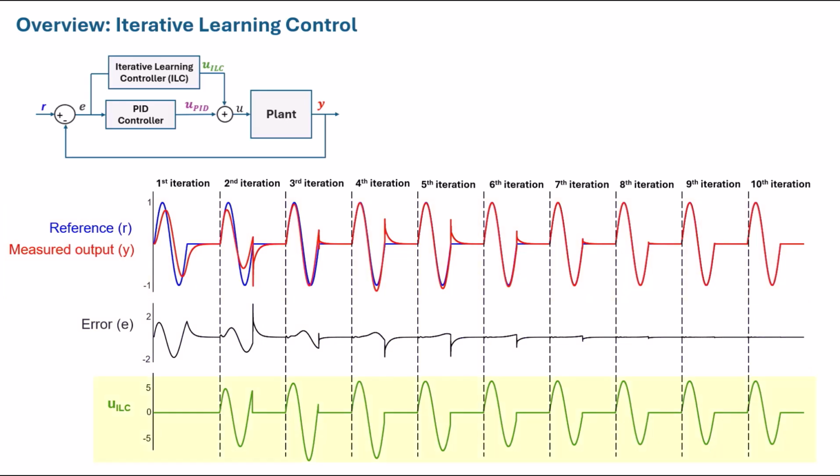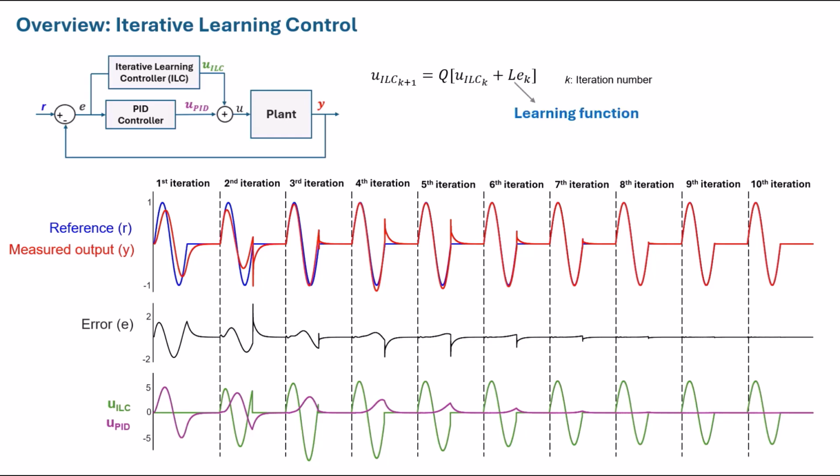On the last plot, we can also show the control effort by the baseline PID controller. We see that as ILC learns from past errors and its contribution to control grows, the PID control effort decreases with each iteration. This is the control law used to compute the control actions based on the error from previous iteration. Here, L represents a learning function that determines how well ILC learns between iterations, impacting convergence speed and robustness.